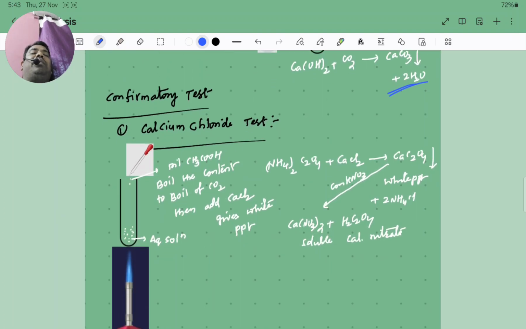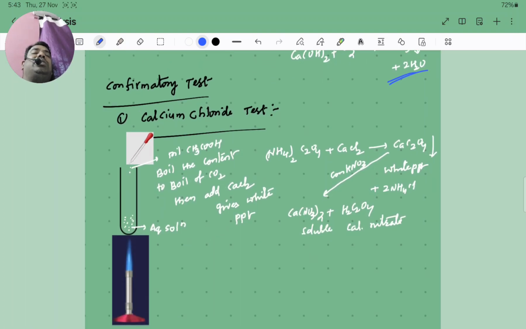Next, student, confirmatory test. This is the calcium chloride test, right? Take the aqueous solution or sodium carbonate extract, right? Add dilute acetic acid, boil the content, right? To boil off CO2, then add calcium chloride. It will give a white precipitate, right?